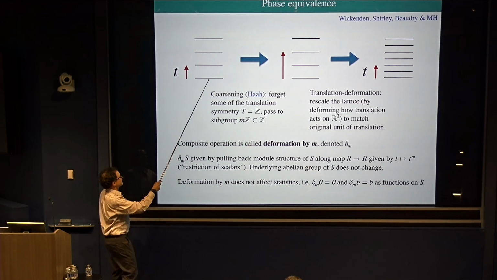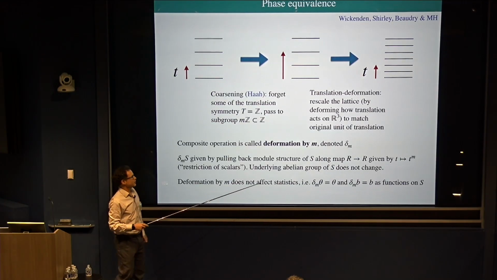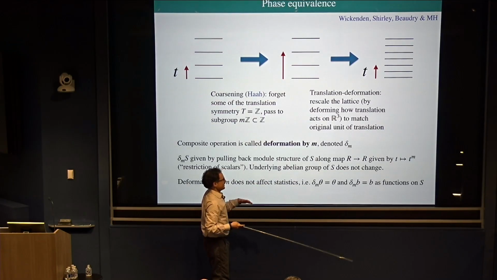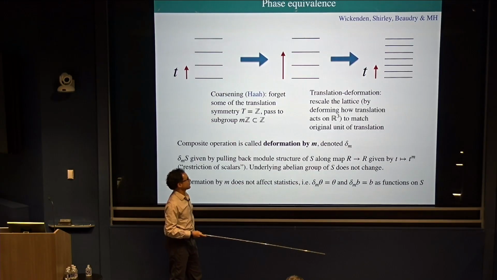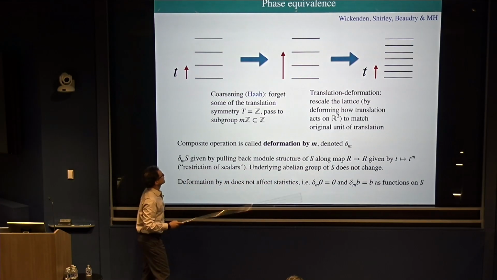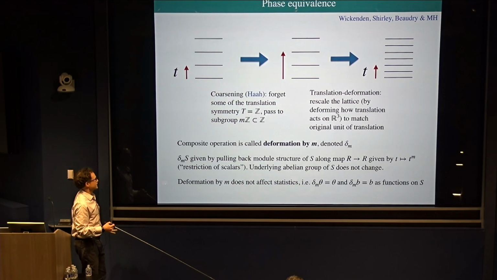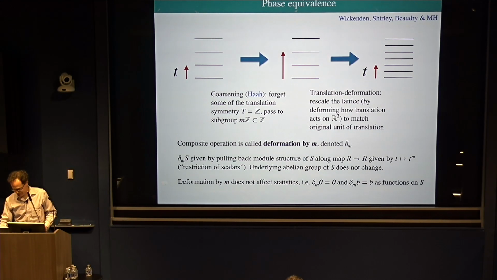And it wouldn't mean anything to stack this and this together, because they have different units of translation. So we actually have to also do something else, which I'll call translation deformation. We just rescale the lattice in three-dimensional space, R3, and you can do that by rescaling how the translation symmetry acts. So all you're doing is just squeezing it to make all the layers close together. And we'll declare these two things to be equivalent. So this composite operation is something that we'll call deformation by M, and it acts on S in a nice way. You can understand what it does to our module of superselection sectors.